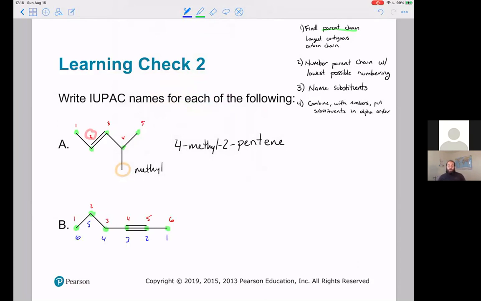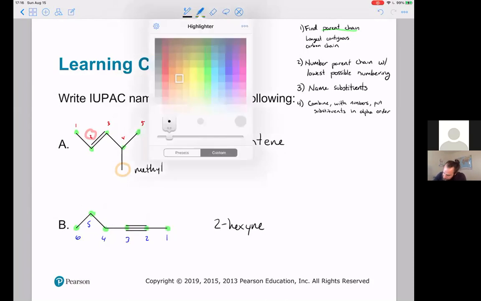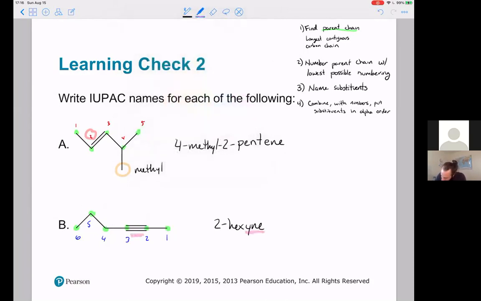Again, it's all about putting that special bond, in this case a triple bond. In the previous example, it was a double bond. We want to make sure that that is sitting at the lowest possible number. So in this case, it's actually going to be that blue numbering scheme that's correct. And so we actually don't even have any substituents to worry about. So in this case, we have a 2-hexyne. And remember that that -yne ending corresponds to the fact that we have a triple bond between carbons 2 and 3.